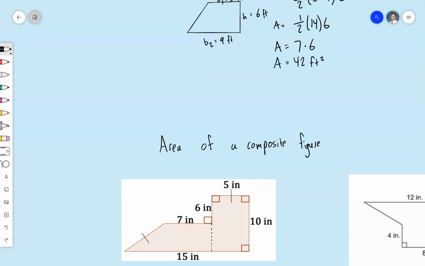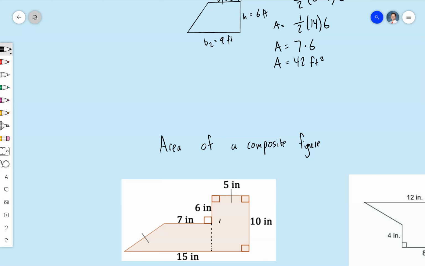Okay. Alternatively, I could choose to make two rectangles and a triangle here. I could find the area of the triangle and the two rectangles. Okay, you'll just want to make sure you calculate some of these missing values. So let's go ahead and do the trapezoid so we can practice that.